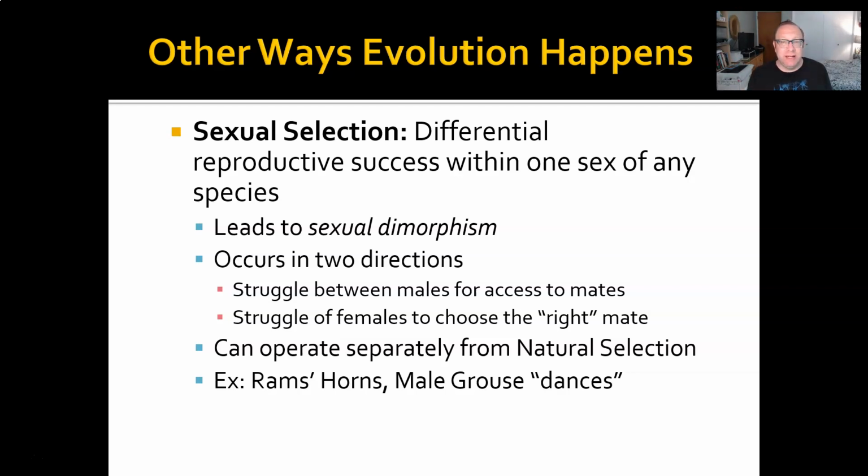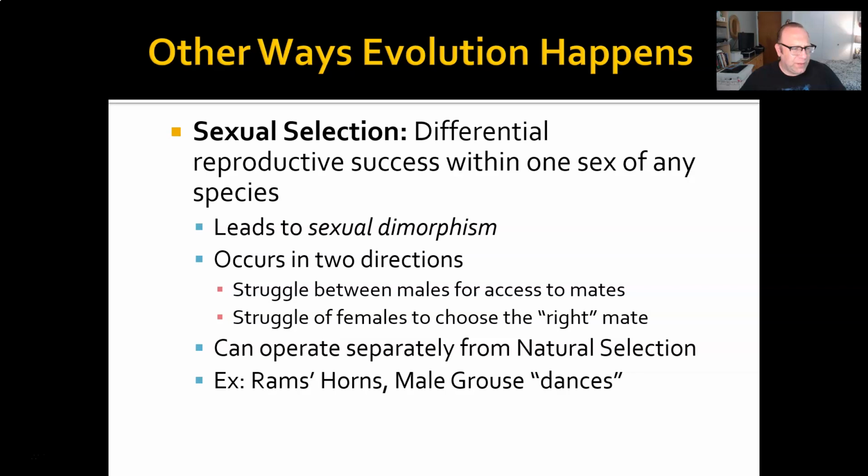So sexual selection is the differential reproductive success within one sex of any species. So this leads to sexual dimorphism. Dimorphism is a big scary word. Di just means two. Morph means shape. Dimorphism, two shapes. So we have two shapes for the general sort of male and female sexes. Again, I know I am overgeneralizing biological sex here, but those questions don't necessarily come into this process.